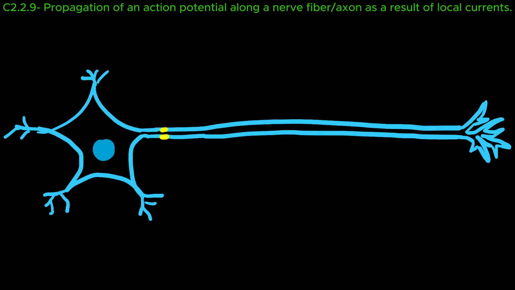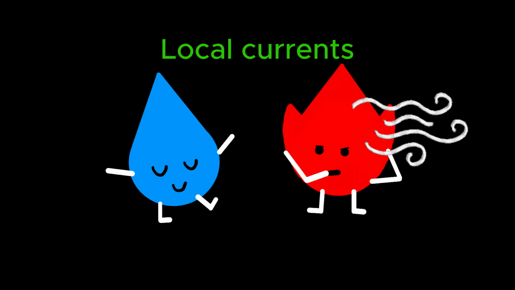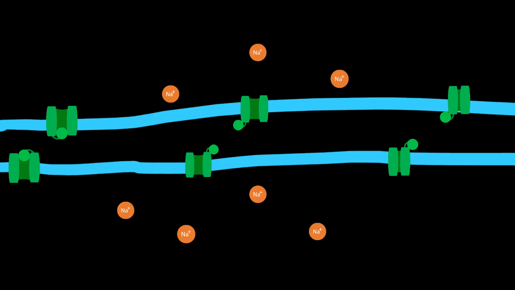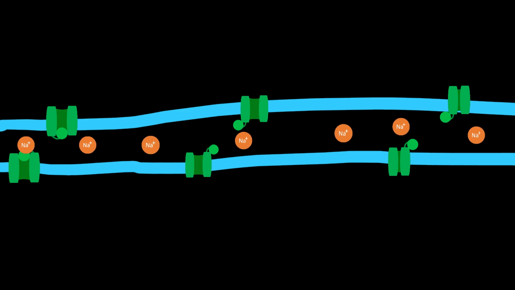For the impulse to be carried along the neuron, we need to rely on local currents. Local currents? When sodium ions flow in, they diffuse to and depolarize neighboring areas. This means that more areas will meet the threshold and undergo action potentials.